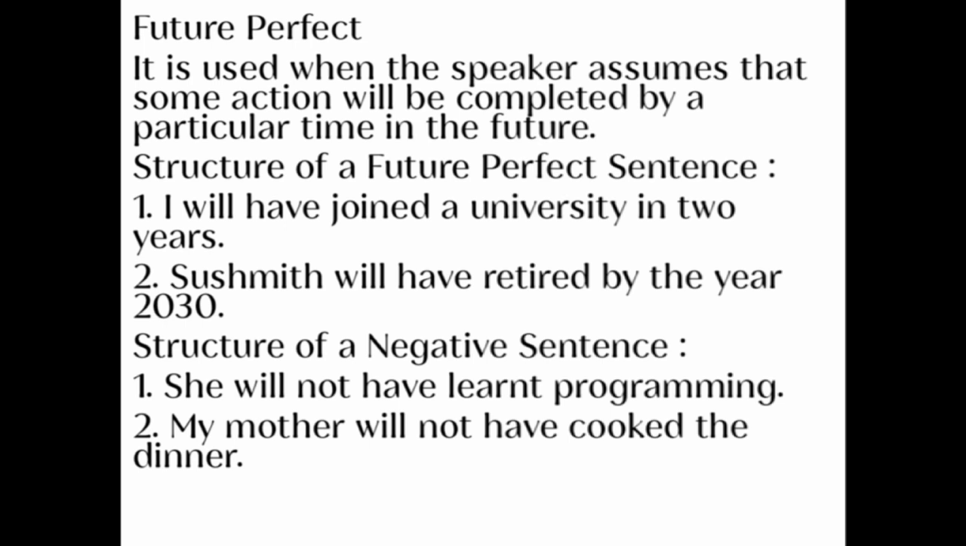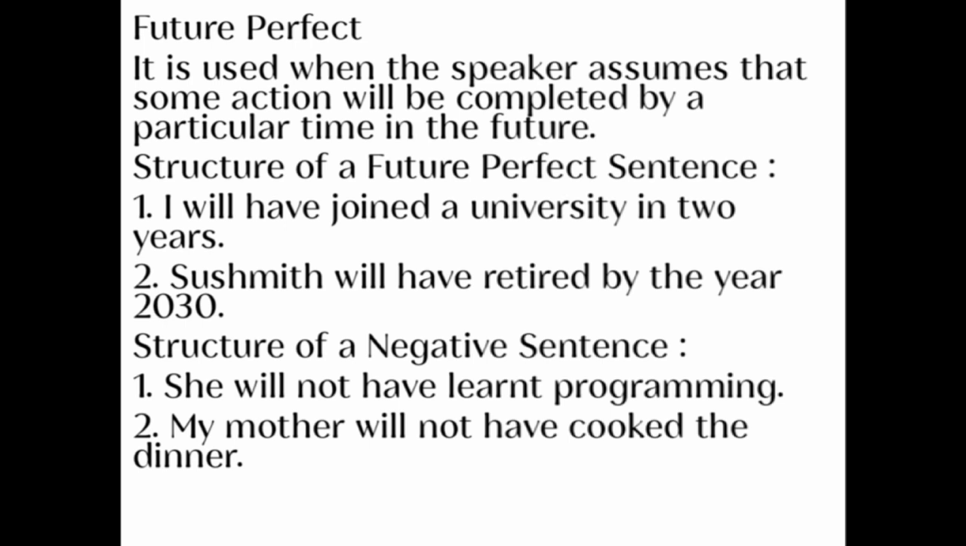Next we have the structure of a negative sentence. It includes subject plus auxiliary verb will not have plus past participle plus object. Here examples are, she will not have learnt programming. Will not have is an auxiliary verb. My mother will not have cooked the dinner.